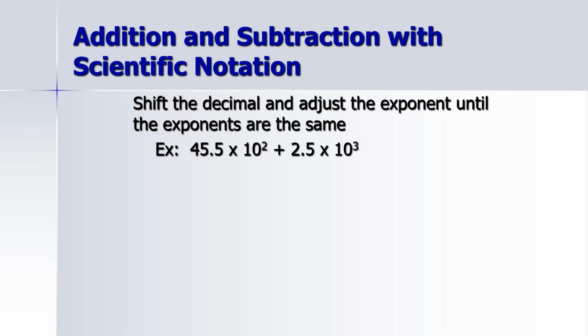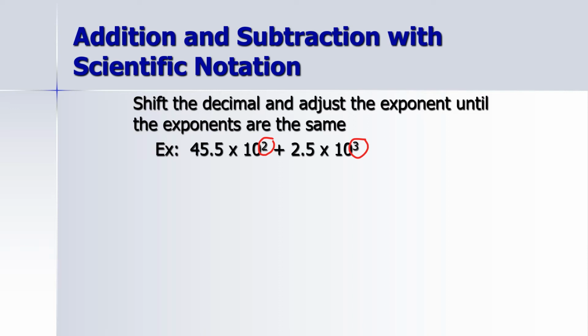So for example, if you look at this example right here, you see both of them have different exponents. The first one has an exponent of 2, the second has an exponent of 3. So what we want to do here is make sure that both of them have the same number. We can make both of them 2, or we can make both of them 3. So let's say I decide to make both of them 3.